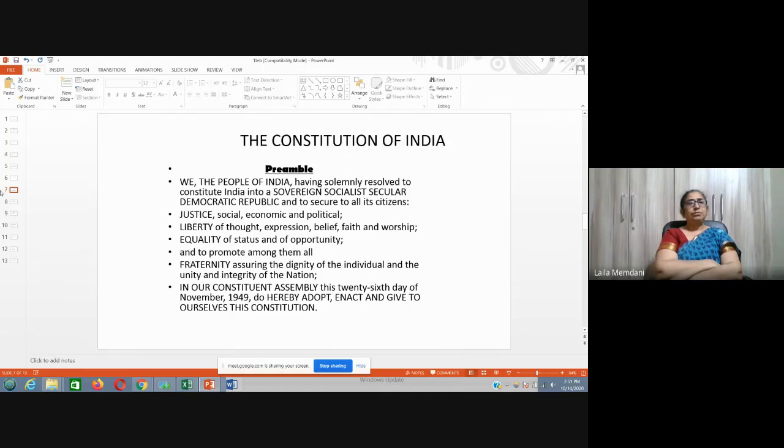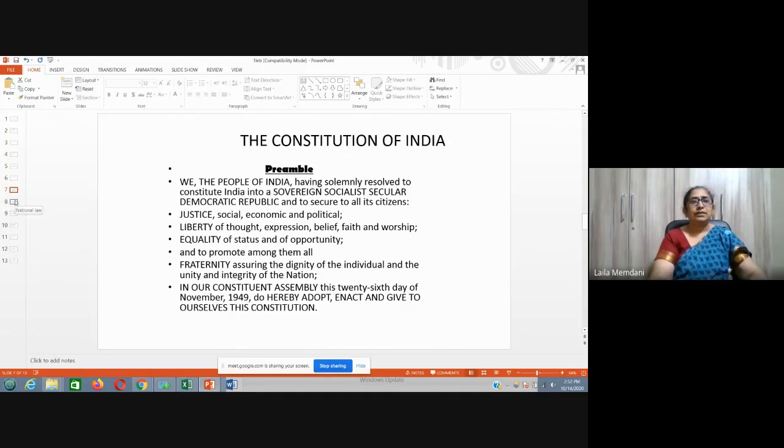It aims to provide justice to all, and justice is social, economic, and political. Liberty of thought, expression, belief, faith, and worship. So we have liberty of thought, expression, belief, faith, and worship. Belief, faith, and worship, all of you know. And nowadays, liberty of thought and expression also. You can post anything on Facebook, Instagram. Of course, sometimes if it is a controversial topic, you may be in trouble.